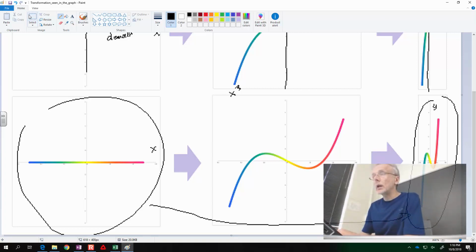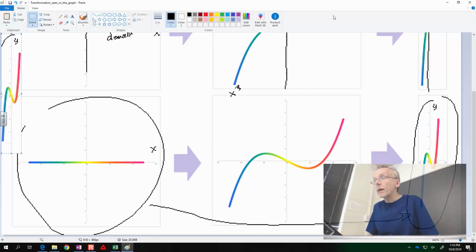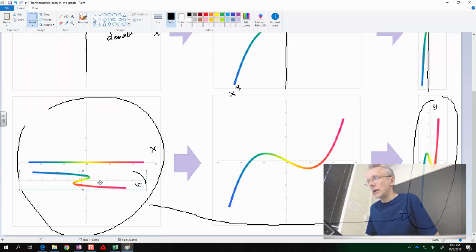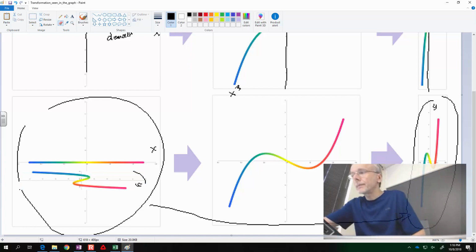So let me copy it. And I'll rotate it. That's what has happened. This is the transformation. Okay. So one line, the original one, marked with X, and the new one marked with Y. What's happened? It changes direction in the middle.